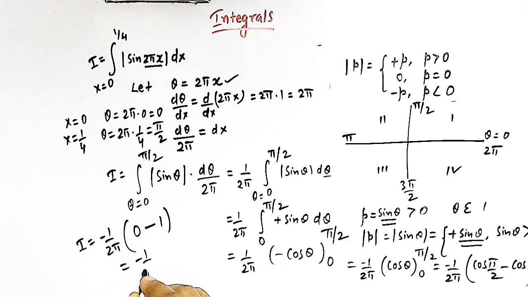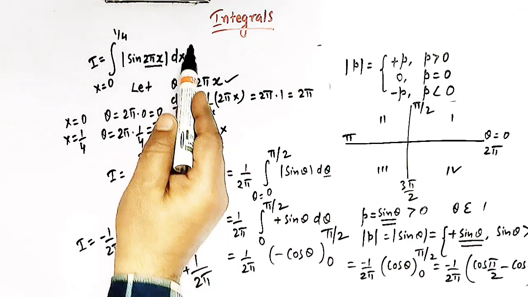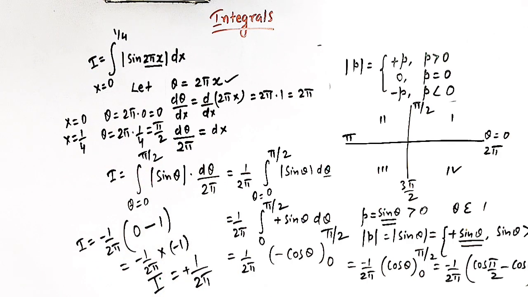So we have minus 1 over 2 pi times minus 1. So minus times minus, this is positive. So we have plus 1 over 2 pi, right? So the value of this integral is equal to 1 over 2 pi.